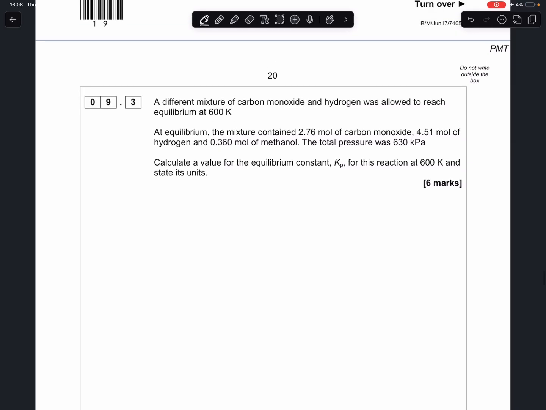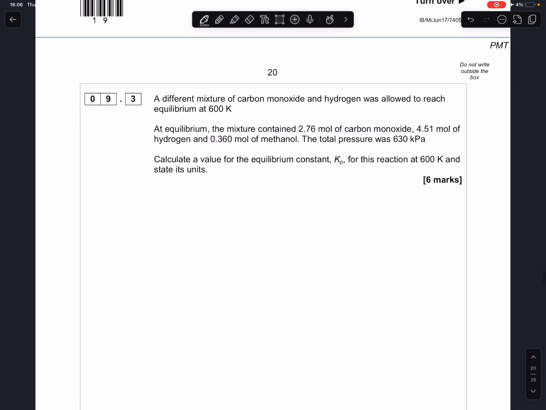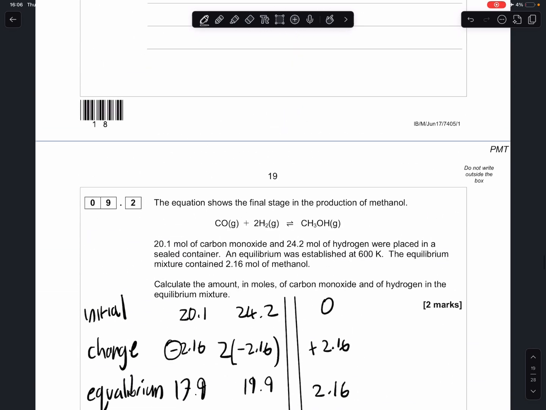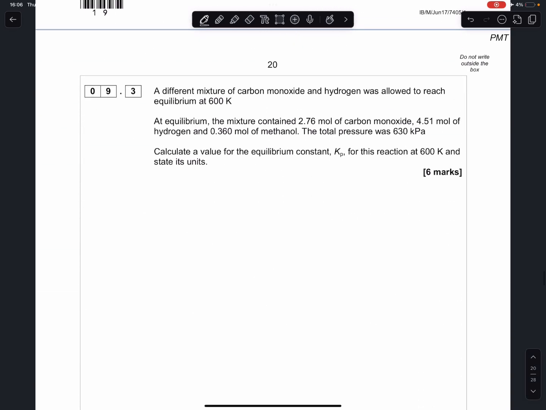So we're asked to calculate Kp, and it's given us a specific temperature because we know Kp changes with temperature. Any equilibrium constant changes with temperature. So let's use this equation again, because we're working with the same equation here. We've got our carbon monoxide plus 2 moles of hydrogen making our methanol. And these are all gaseous.